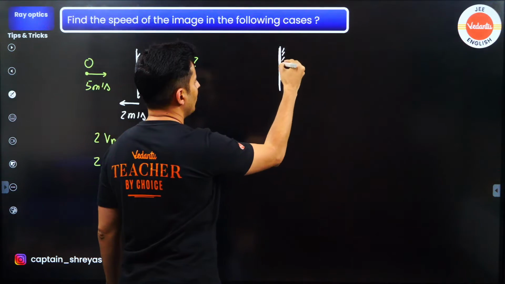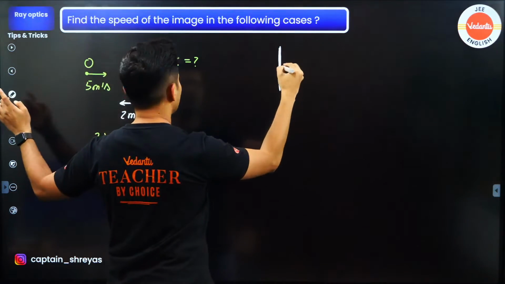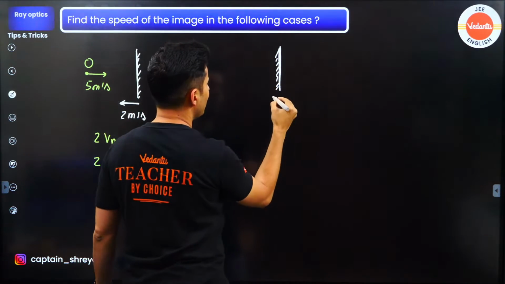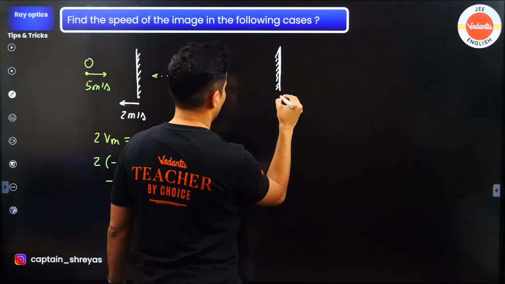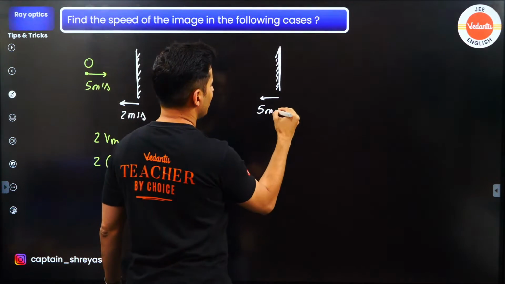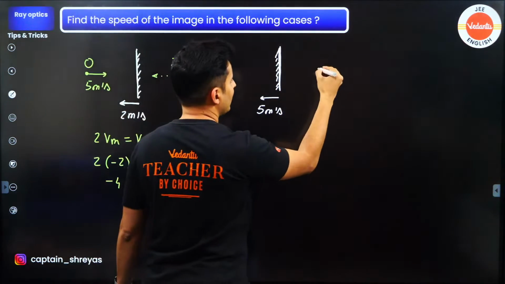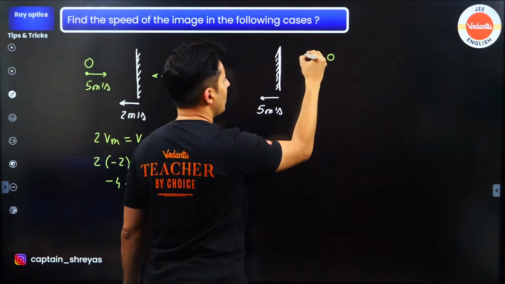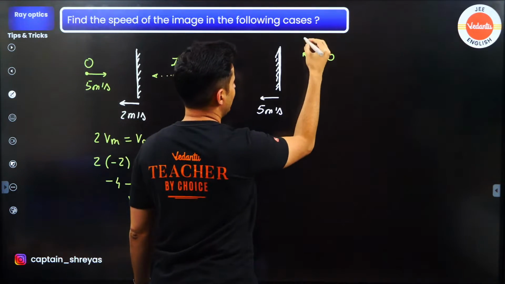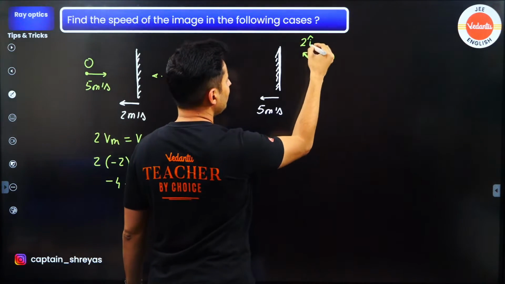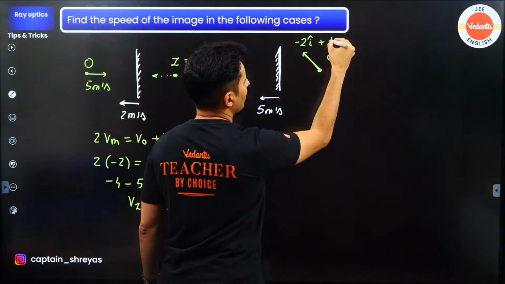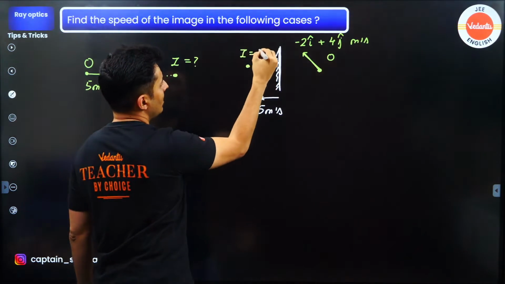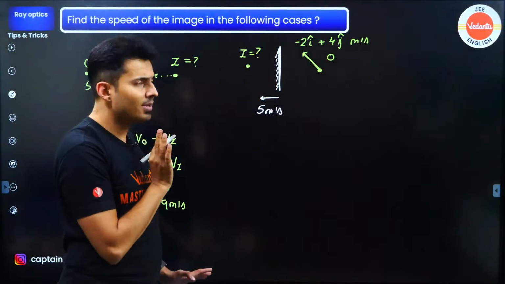Okay, let's do this. Maybe I will just change the diagram a little bit. Every time you are used to seeing the mirrors shaded that way. So the mirror is going maybe like this with a speed of 5 meters per second. And let us say this is the object, and this object has a velocity of minus 2 i cap plus 4 j cap meters per second. The question is, what is the image velocity? Let's try to solve this, everyone, with me.